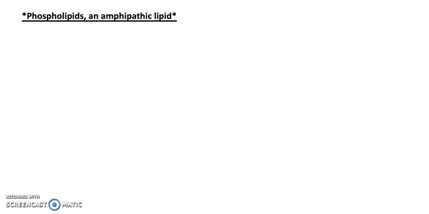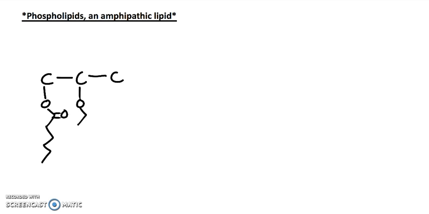Okay, on to our next lipid, and these are phospholipids, which are extremely important in biological systems. So let me first draw a phospholipid. Very similar to a triglyceride, except for one major difference. So there is my fatty acid tail. Here is a second fatty acid tail. But instead of having a third tail here, we have a phosphate group.